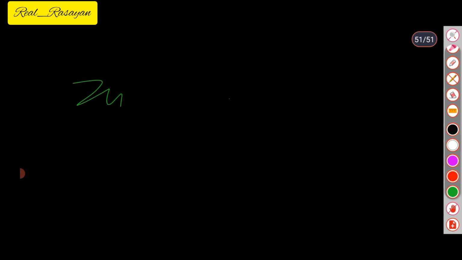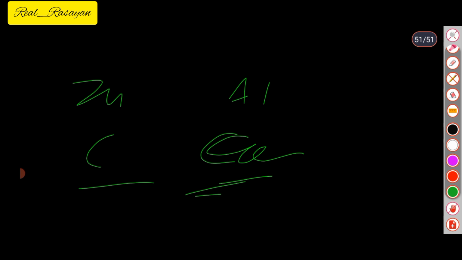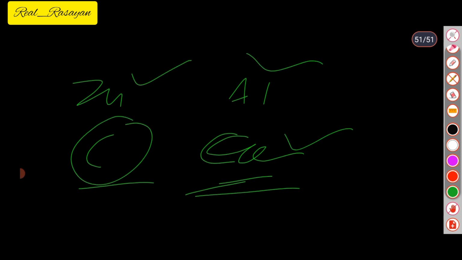Suppose you have zinc, aluminium, carbon and calcium. Which among the following is a non-metal? So the answer will be carbon. These all are metals.